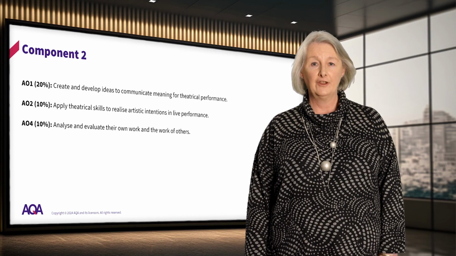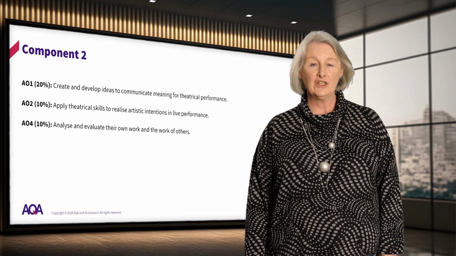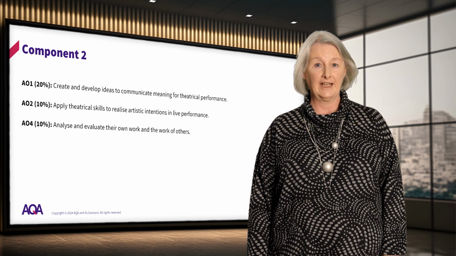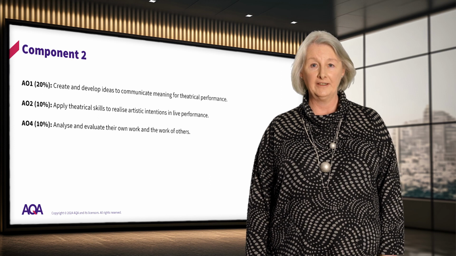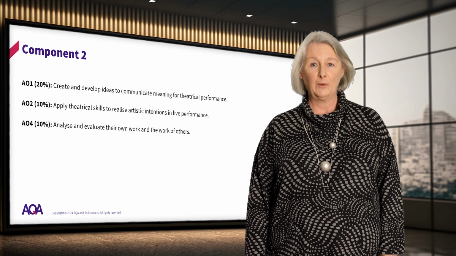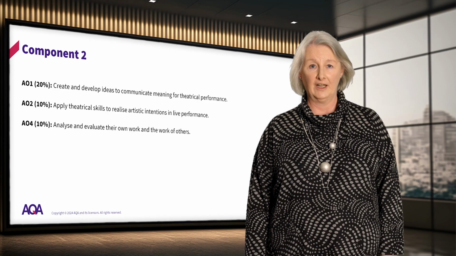The devised performance at both GCSE and A-Level incorporates assessment objective 2, apply theatrical skills to realise artistic intentions in live performance. At GCSE, the devising log incorporates assessment objective 1, create and develop ideas to communicate meaning for theatrical performance, which is assessed in section 1 and section 2 of the devising log. And assessment objective 4, analyse and evaluate their own work and the work of others, which is assessed in section 3 of the devising log.